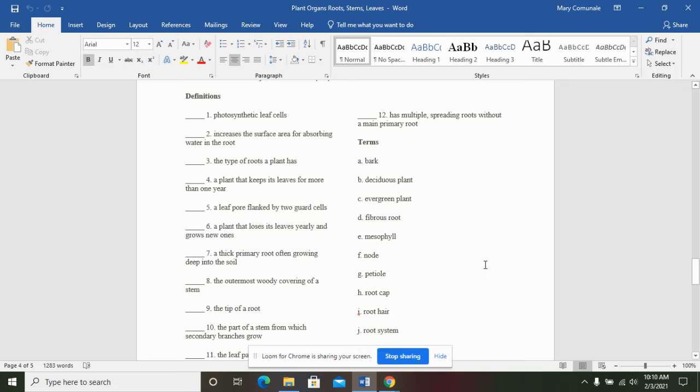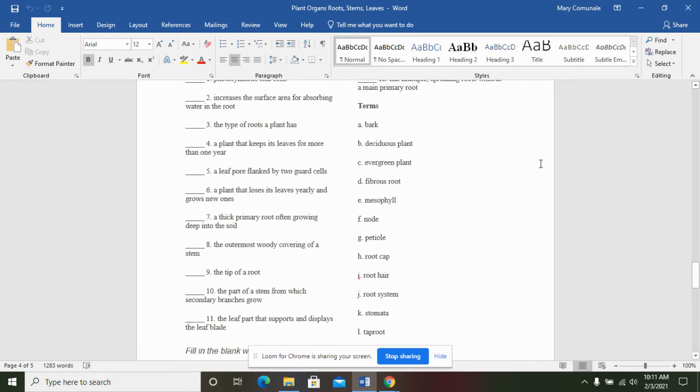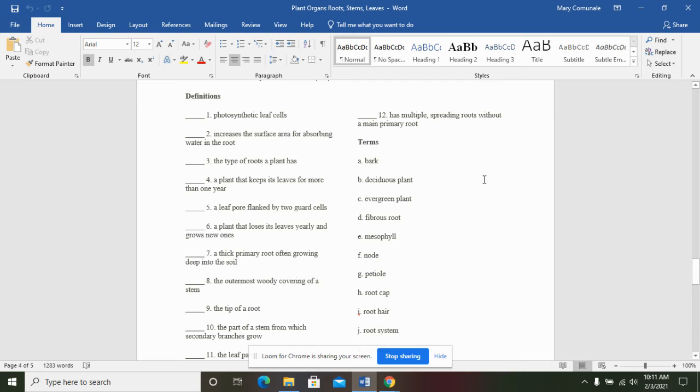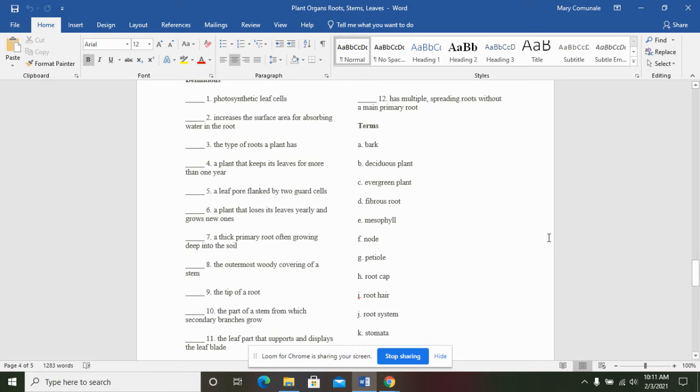Now we have some definitions, and you have a word bank over here on the right-hand side. And then we're going to be using those words as well down here in the lower section. So photosynthetic leaf cells. Those are going to be E, mesophyll cells. Number 2, increases the surface area for absorbing water in a root. That one is going to be I, it's a root hair.